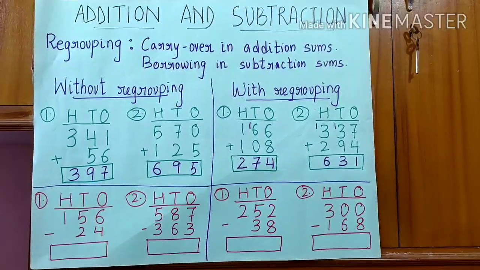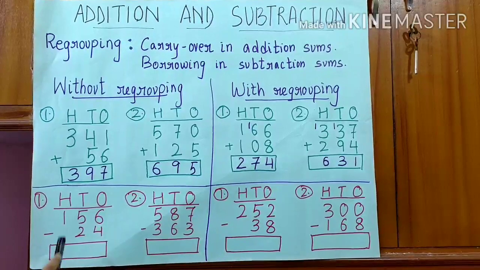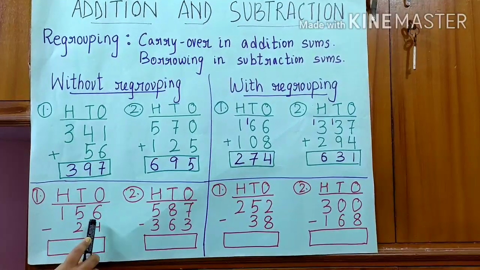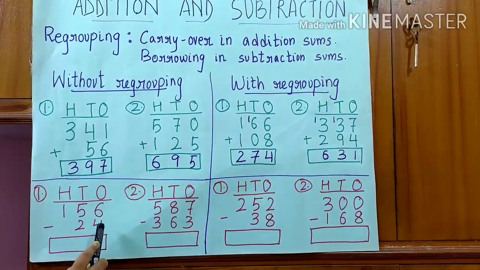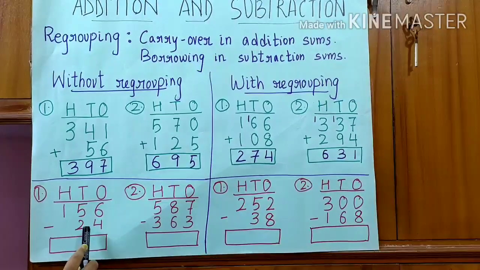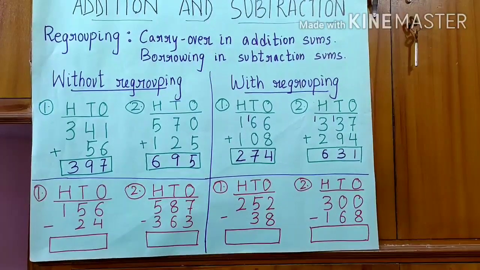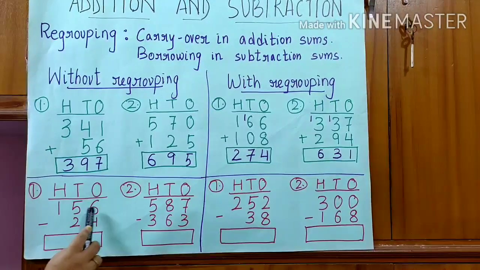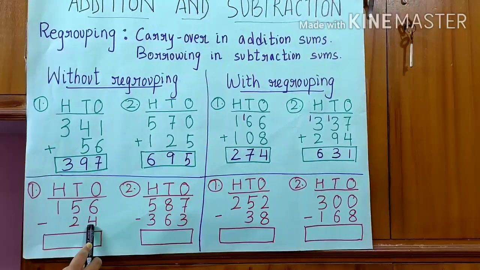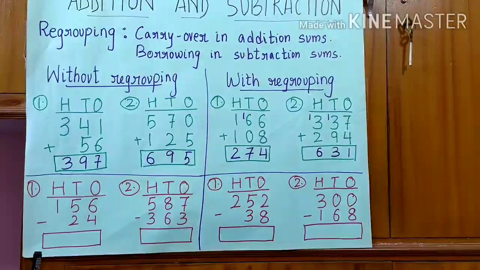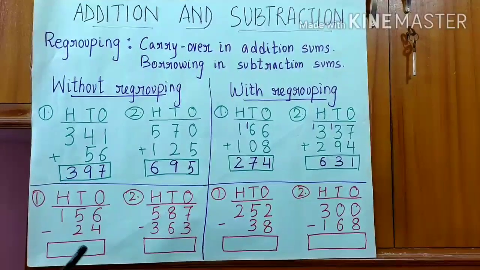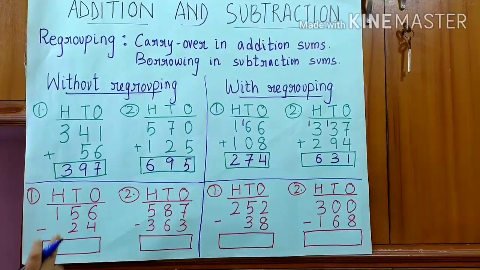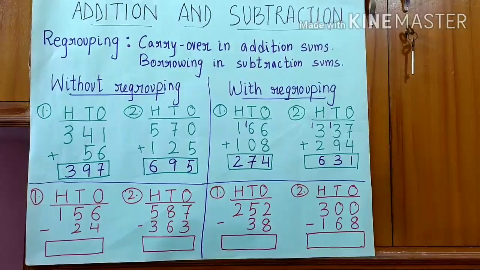Now, the question says that a bakery has 156 buns. It sells 24 buns in the morning. So how many buns are left? Out of 156, he sells 24 buns. Now what we have to do? We have to subtract 24 from 156. Now how do we do that?